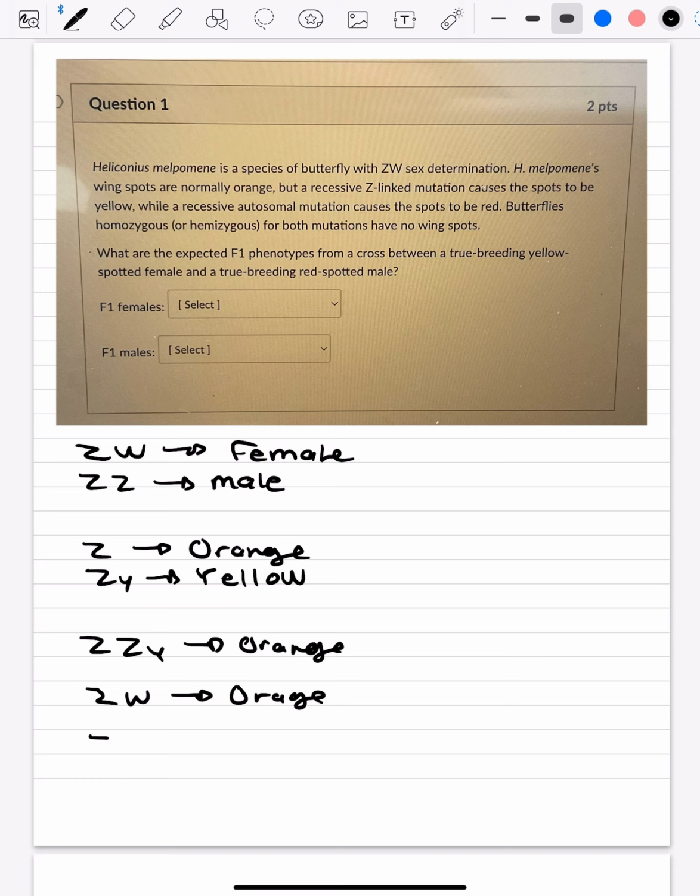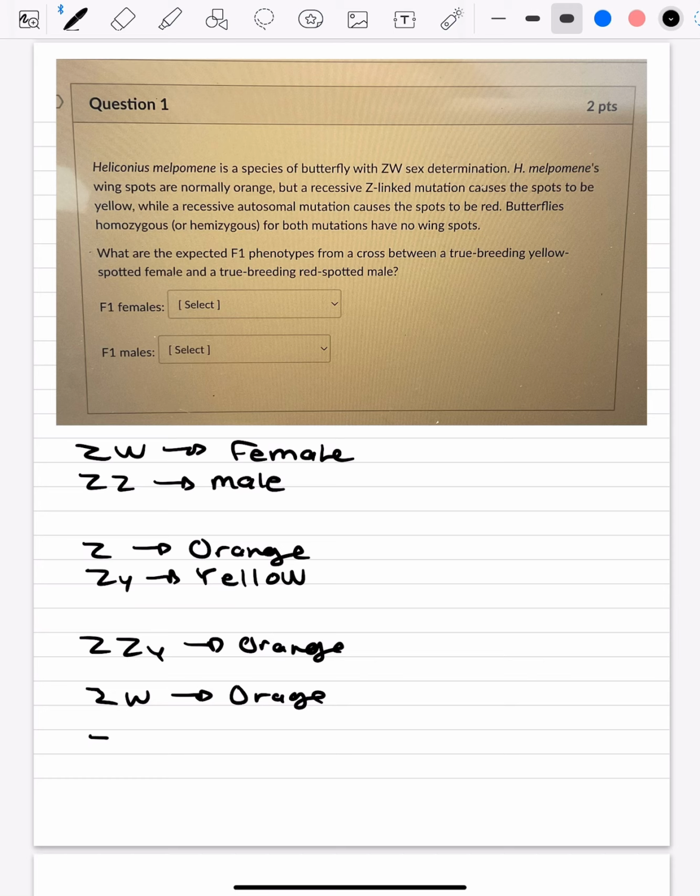So whatever chromosome she has, with whatever allele it contains, is going to be expressed. In this problem, we know that there is also a recessive autosomal mutation that causes the spots to be red. So here's the key phrase: recessive autosomal mutation. Let's ignore the recessive part for now and just focus on the autosomal mutation portion.